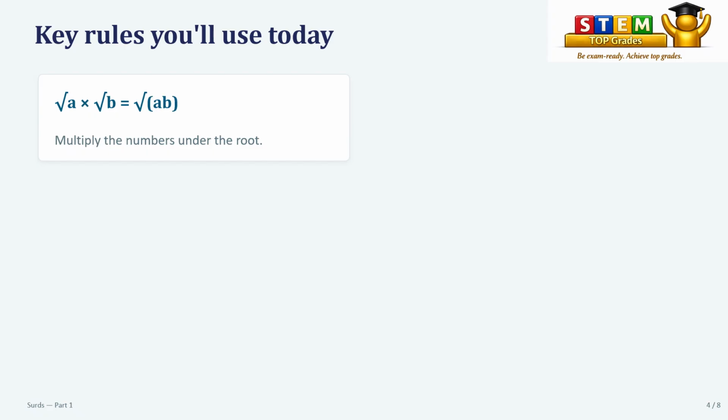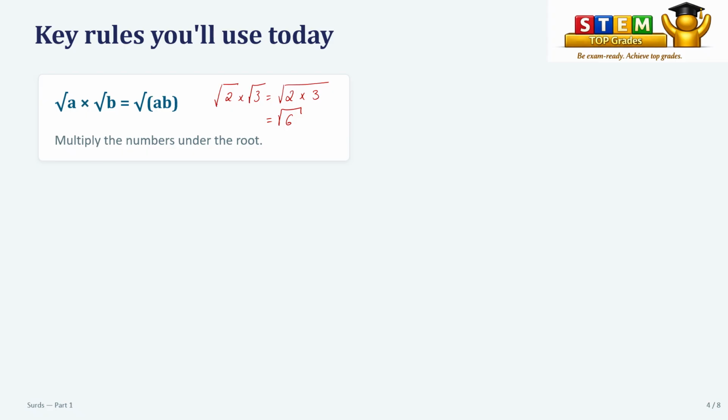The first one is the multiplication of surds. Square root of A multiplied by the square root of B gives us the square root of AB. Now, we can look at an example here. If you have the square root of 2, you multiply it by the square root of 3, you will end up with square root of 2 times 3. And this gives us the square root of 6.